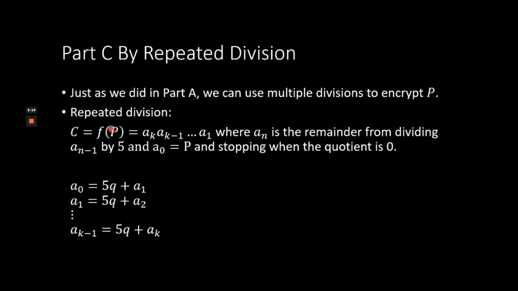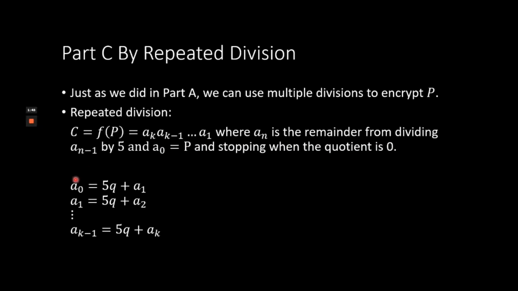The way this works is we have a string of digits that we're going to use as a representation of c: a_(k-1), all the way down to a_1, where a_n, with n anywhere between 1 and k, is the remainder from dividing a_(n-1) by 5. And we are going to set a_0 equal to p, and we're going to stop when the quotient is 0.